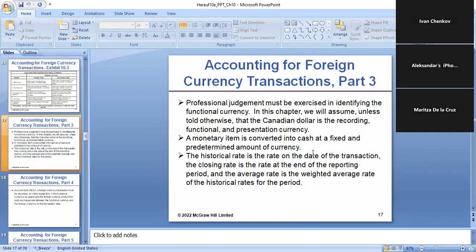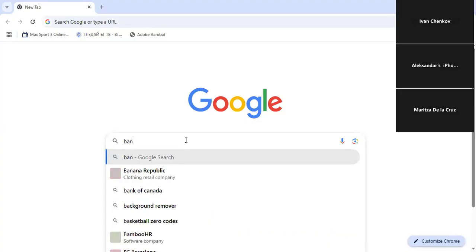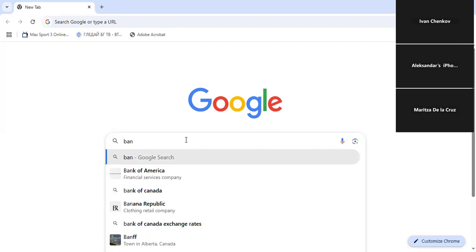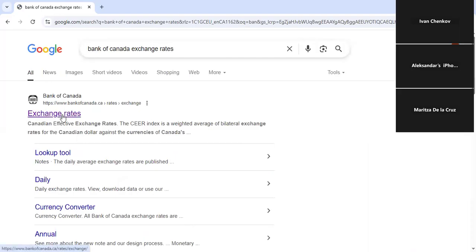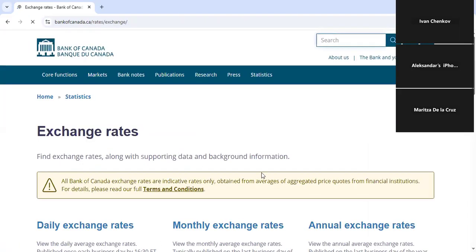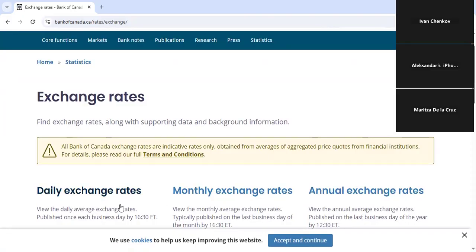Where can you find those? Very simple. You have to do some effort here. So basically you have to go to our website. Let me show you. What you can do is go to the Bank of Canada and exchange rates. When you look at the exchange rates, you're going to see so many of them. We're going to have daily exchange rates, monthly exchange rates, and annual exchange rates.